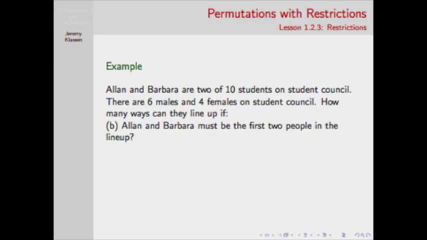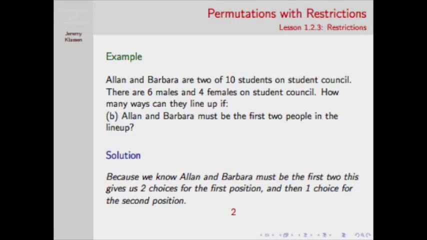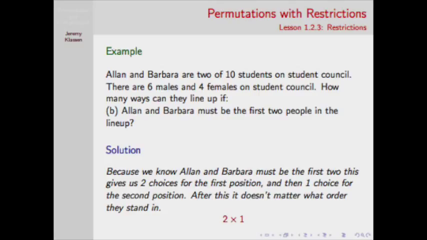What if Alan and Barbara must be the first 2 people in the lineup? So it's not just one of them, it's both of them. Now, because we know Alan and Barbara must be the first 2 people in the lineup, this gives us 2 choices for the first position, and then only 1 choice for the second position, whoever's left over. After this, it doesn't really matter what order they stand in, and so there's 8 factorial ways of permuting the remaining students, and so we just add that to the end of our product.